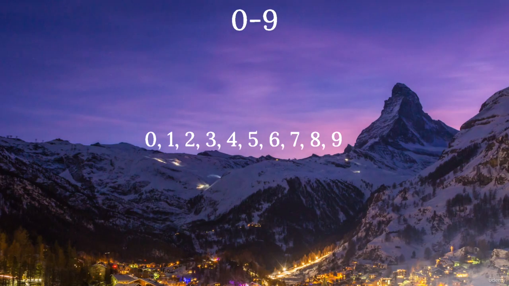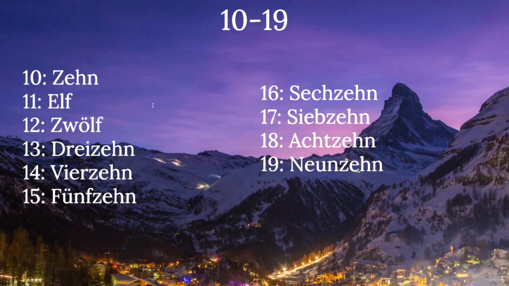0, 1, 2, 3, 4, 5, 6, 7, 8, 9. And then comes 10, 11, 12, 13, 14, 15, 16, 17, 18, 19.